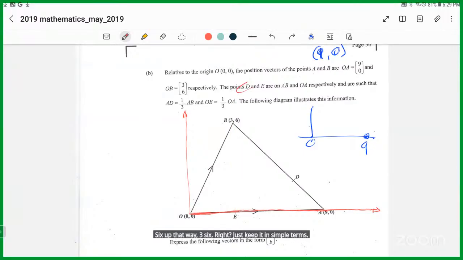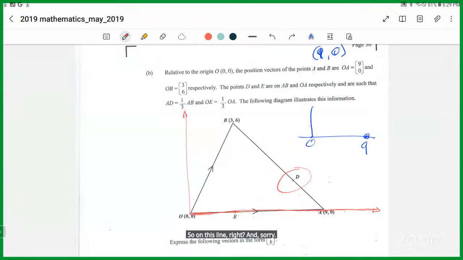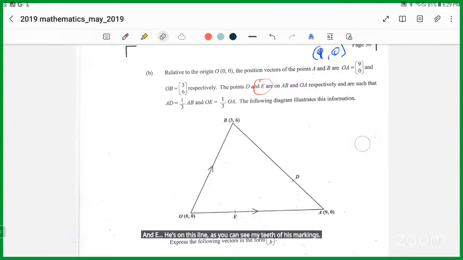And it says D and E are on AB and OA, respectively. So D is on this line, right? And E is on this line, as you can see. Let me take out these markings. Take these off. Right? So they're giving us these two points.